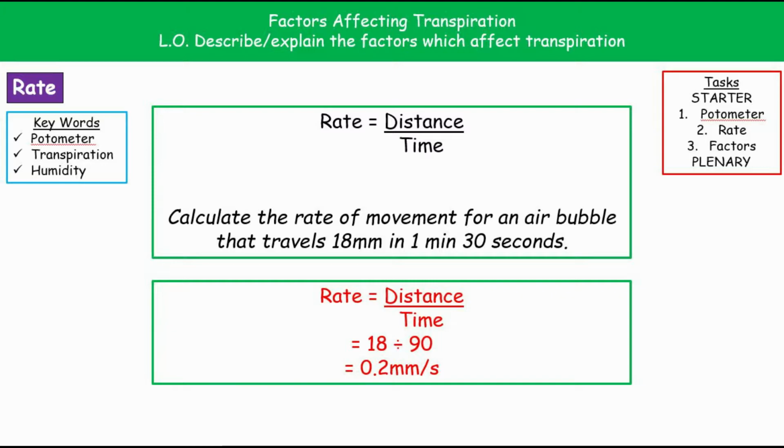So what we need to do is our rate is distance divided by time. So the distance in the question is 18 millimeters and the time is 1 minute 30 seconds. Now because we've got mixed values there of minutes and seconds, convert it into just seconds first of all. Hopefully we know that 1 minute is 60 seconds, so 60 plus 30 gives us 90, so 18 divided by 90. Put that into your calculator and you should get 0.2 and the units would be millimeters per second. So give yourself a tick if you got that right.